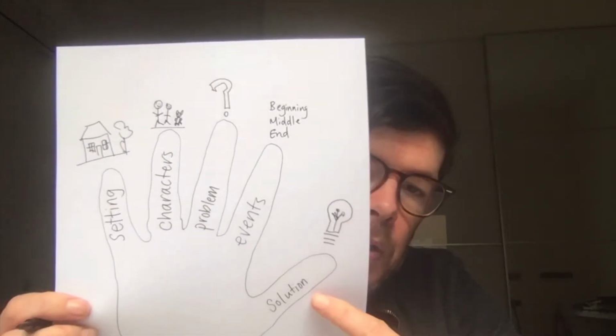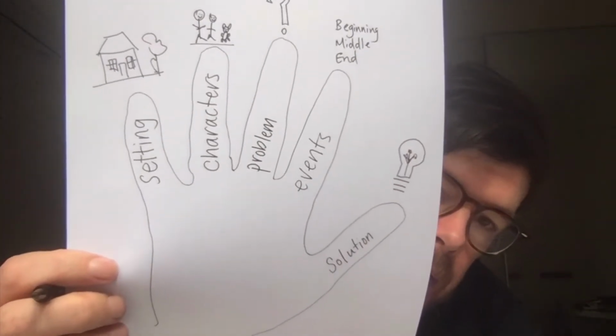So what are the main things? What are the important things that happen in the story? At the beginning of the story, the start, the middle of the story, and then the end of the story. Yep, the last thing you got, a solution. How did they solve the problem? So you've got all these fingers now. And a lot of people like to use this as a checklist.